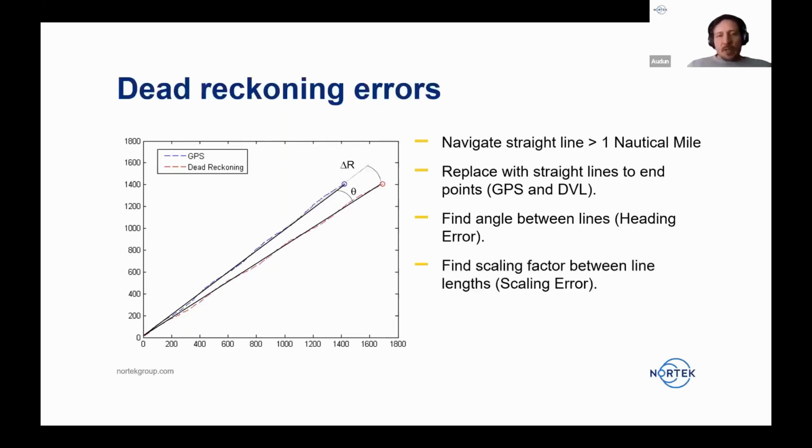So if I now rotate it back so they're on top of each other, I can find that my dead reckoning with DVL error line here is a little bit longer than my GPS line. And the ratio of these two line lengths, that's the scaling error. And that resulted from my beam angle, my effective beam angle being slightly off.